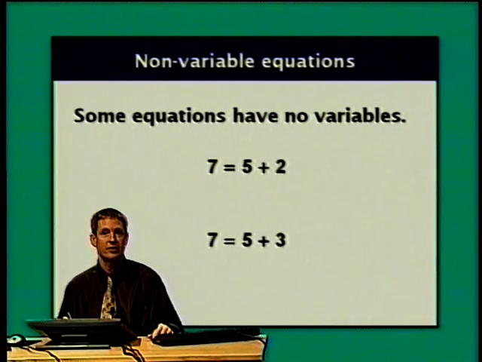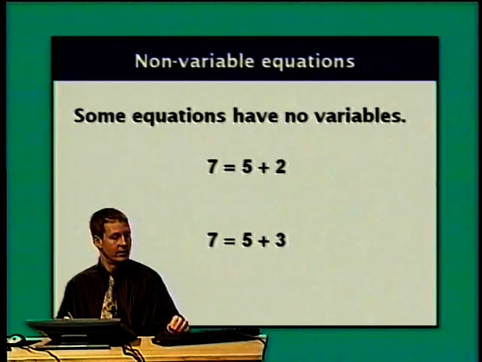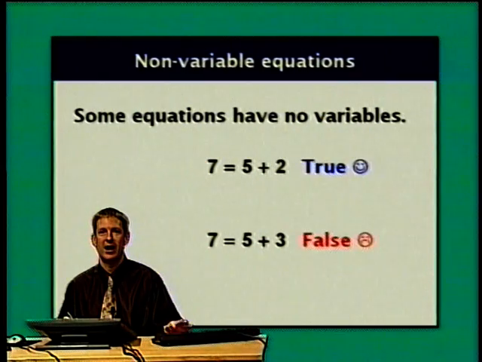7 equals 5 plus 3. Again, 7, a mathematical expression, 5 plus 3, a mathematical expression, two mathematical expressions written on either side of an equal sign. Now you're probably thinking, you know what, 7 doesn't equal 5 plus 3. And you know what? You're right. So we say that this first equation is true, and the second equation is false.